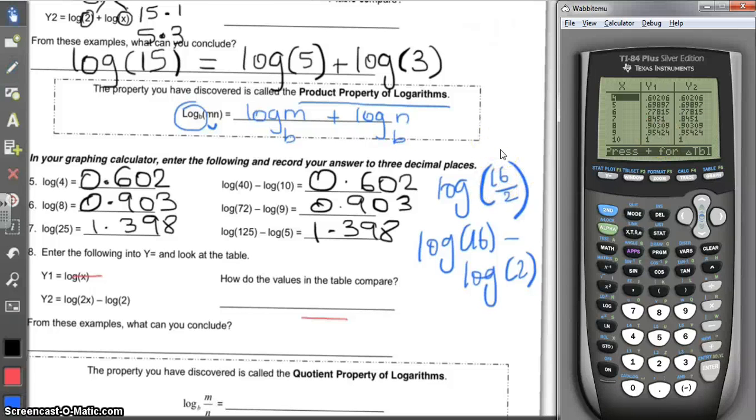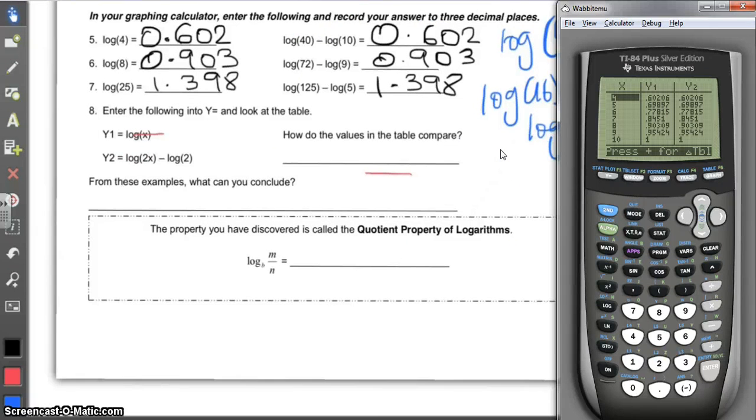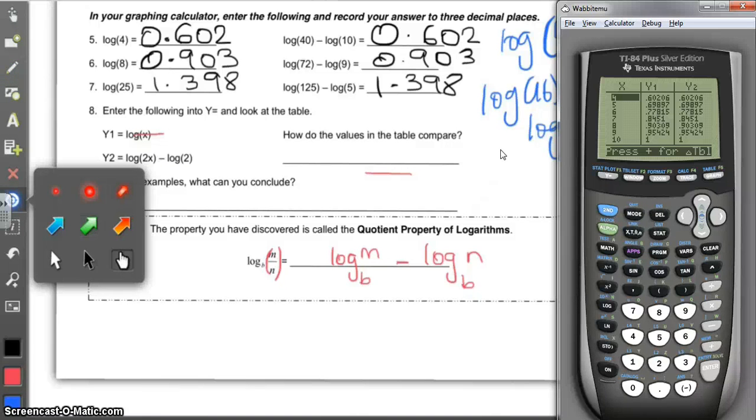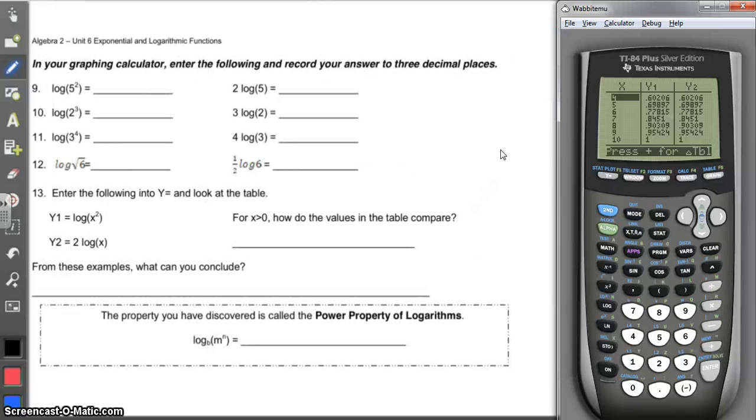So what can you conclude from this rule? You can conclude that if you are dividing, log base b of m divided by n would give you log base b of m minus log base b of n. So it has to be the same type of log. If it's log base b, it should be log base b everywhere. But then m divided by n would be log m minus log n. You see that? So now we learned another rule, which is called the quotient property of logarithms. Now these are two properties. Now let's move on to the third page.